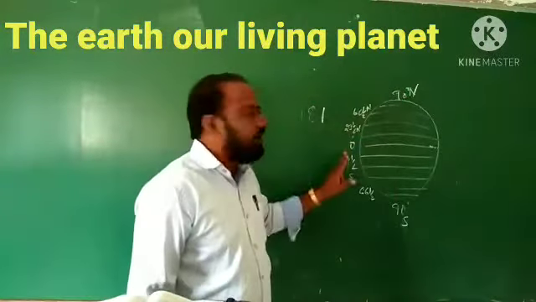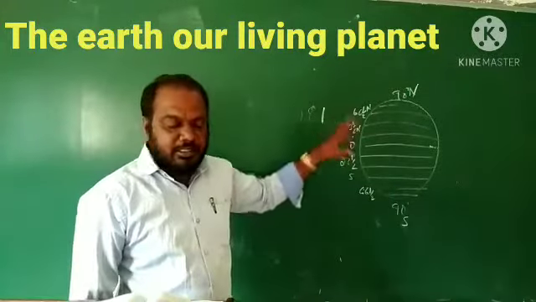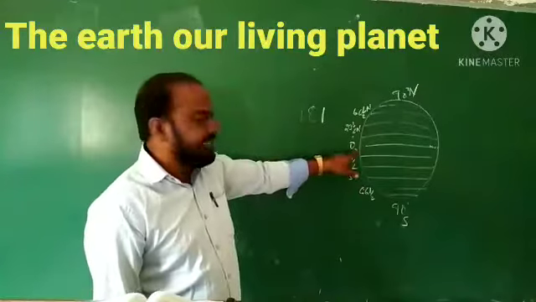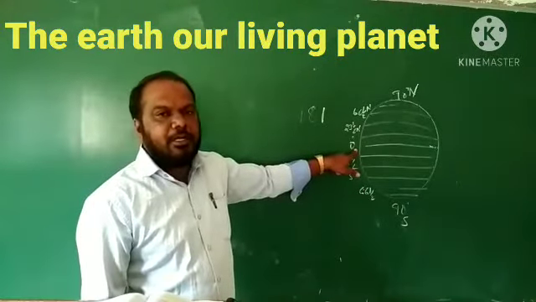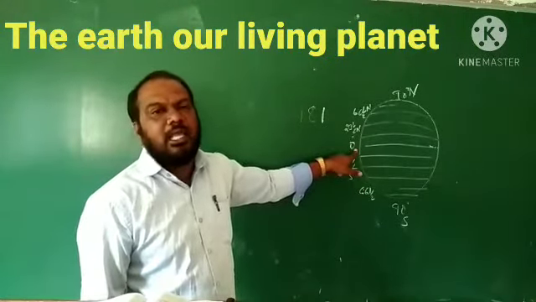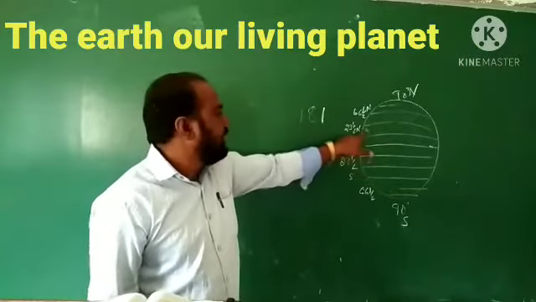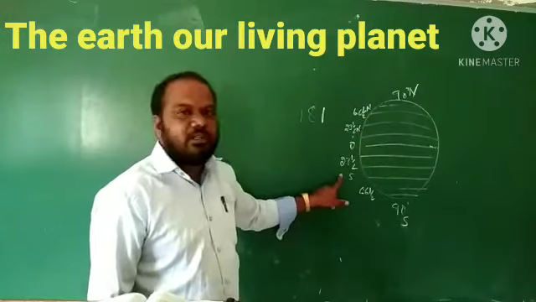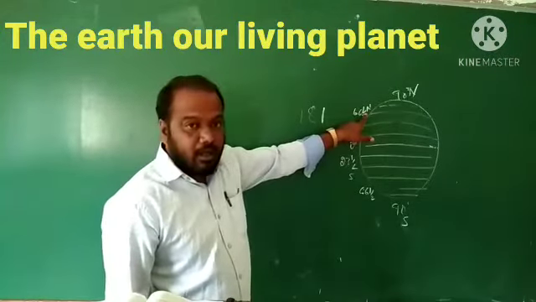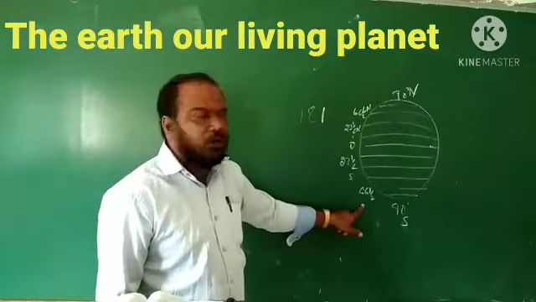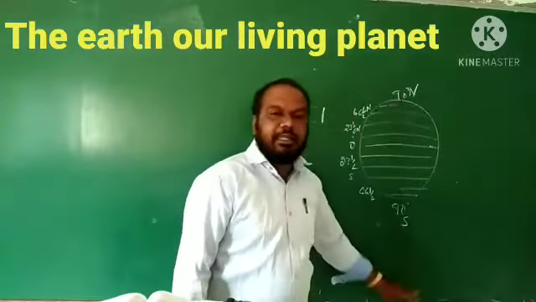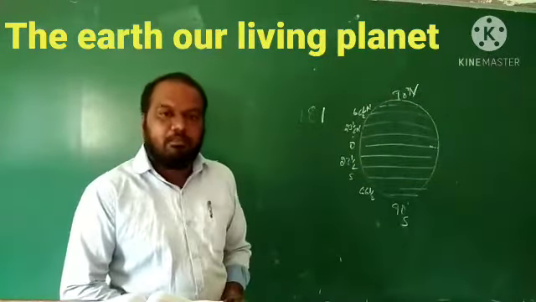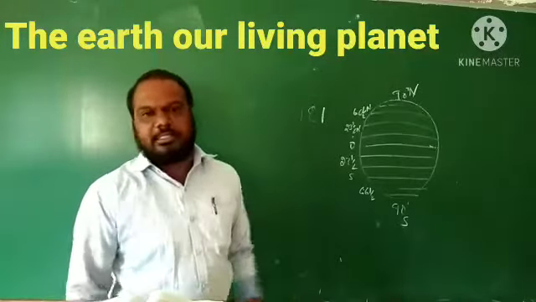These are all the lines, that means these are all the latitudes, very important latitudes. The first one is 0 degree latitude. It is the largest latitude on the earth or on the globe. Next, 23 and a half north latitude, 23 and a half south latitude, 66 and a half north, 66 and a half south, and 90 degree north and 90 degree south latitude. These are the very important latitudes we can consider.